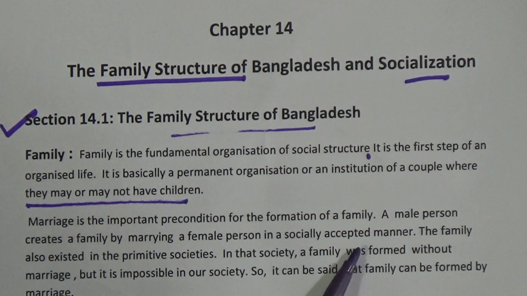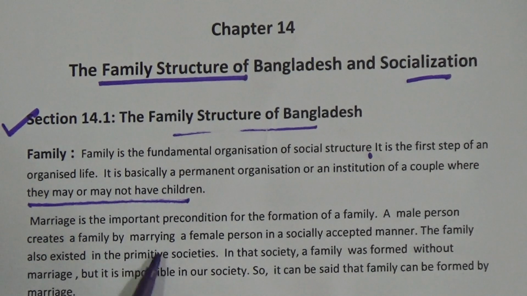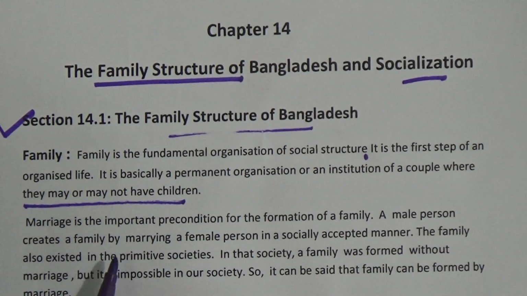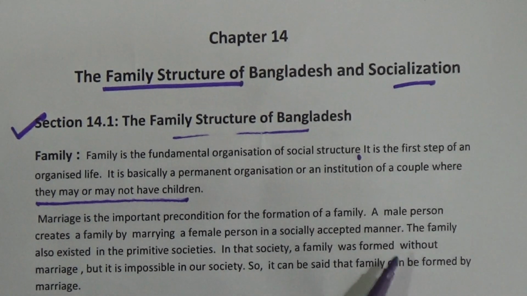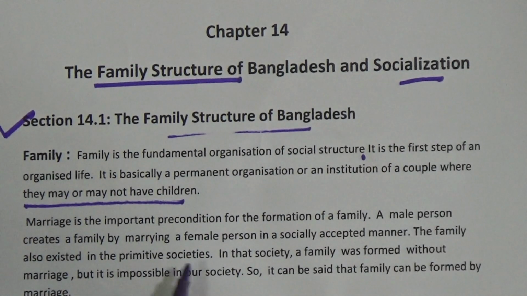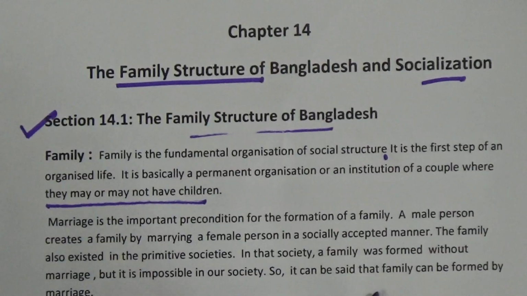Marriage is the important precondition for the formation of a family. So if we want to create a family, we need to be married first. A male person creates a family by marrying a female person in a socially acceptable manner. That means in the way which is socially acceptable.